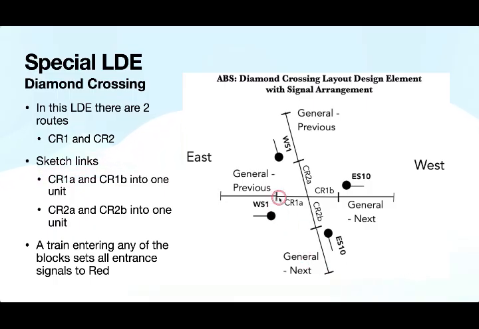The diamond crossing. We essentially have two routes, CR1, CR2. CR1A and 1B are joined in a sketch as if they were one. Similarly, another sketch joins CR2A and CR2B. Now a train coming in this direction here, triggering CR1B, will set all of the entrance signals to red.